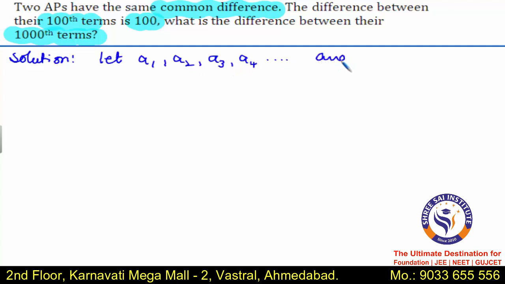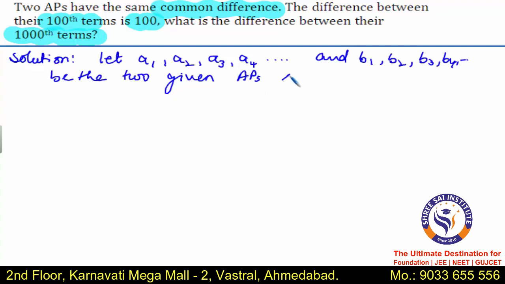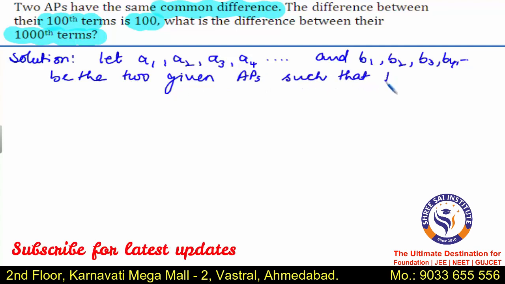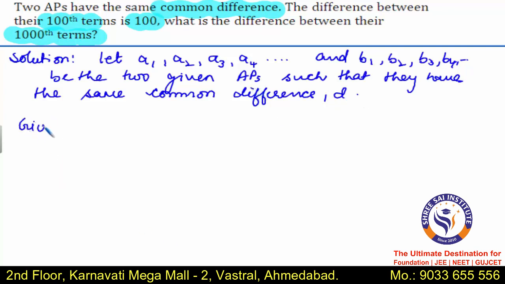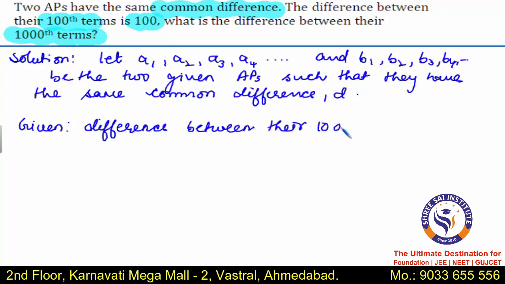A4 and B1, B2, B3, B4 and so on be the two given APs such that they have the same common difference D. We are given that the difference between their 100th terms is equal to 100.